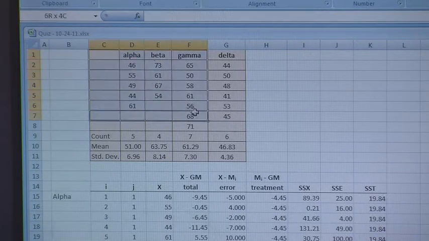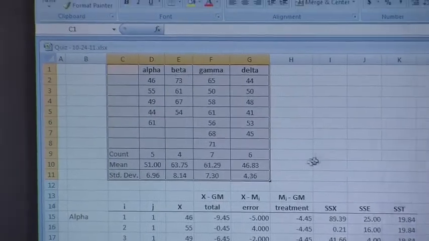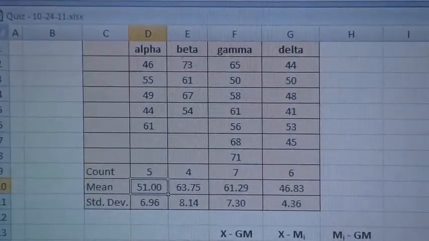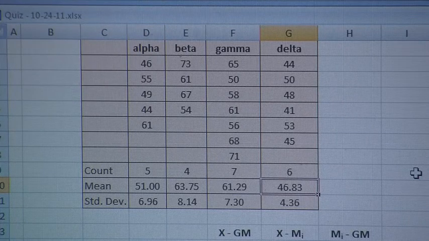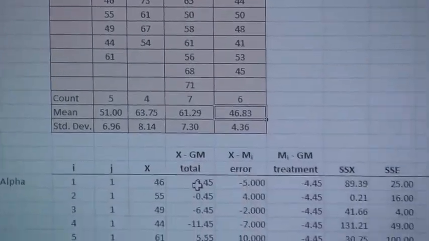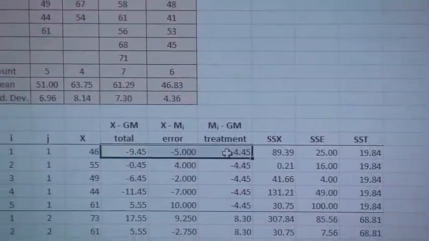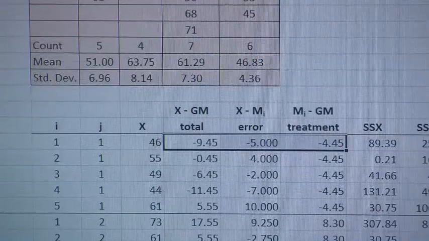So if you look here at the top, this is the example that ORIS provides in the book. Okay, and so for Alpha tires, the average was 51,000 miles. For Delta tires, the average was 46,830 miles. And then where I talk about partitioning total variance into error and treatment, you can see that right here. Okay, let me see if I can make that a little bit larger.